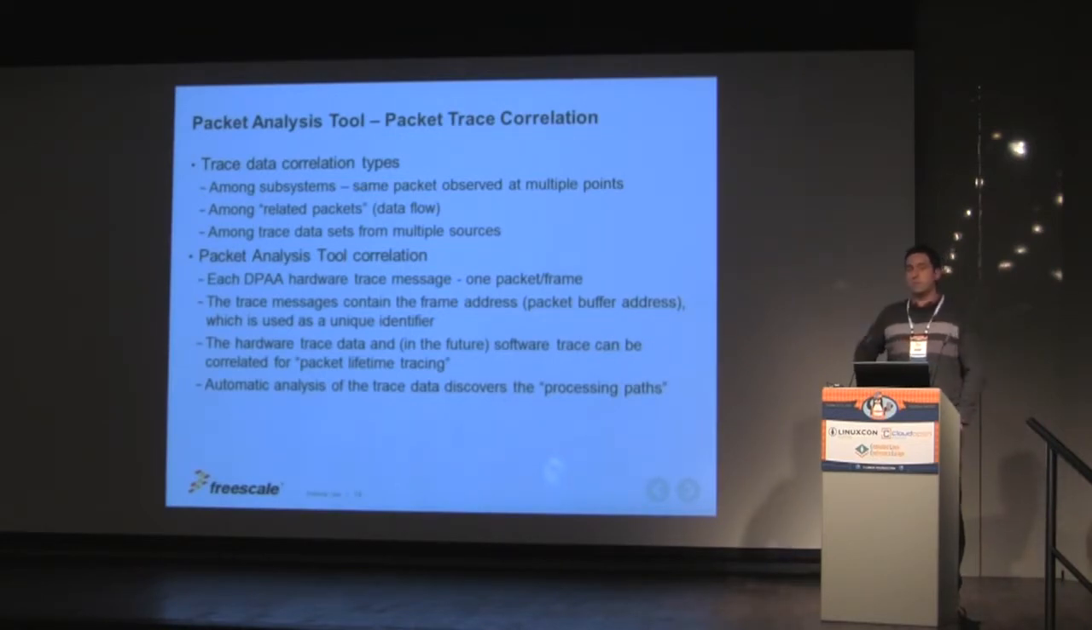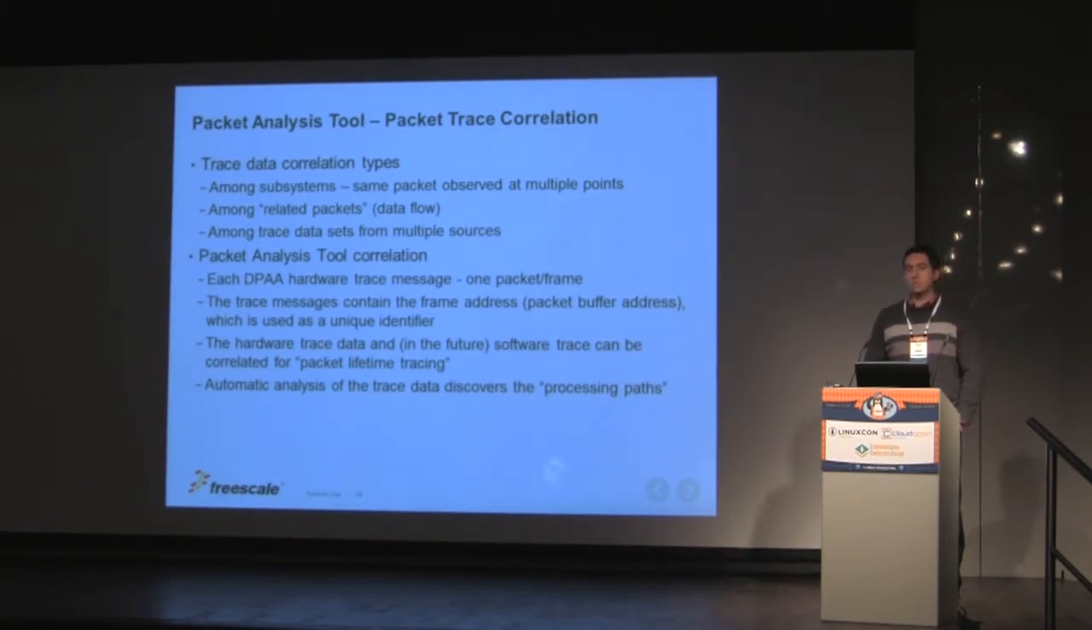First of all, these network packets live in the system for a while, and they end up being processed by different components of the system. And therefore, you have to be able to understand what happened with one packet while that packet was seen at different points in the system. So I call this correlation between subsystems.